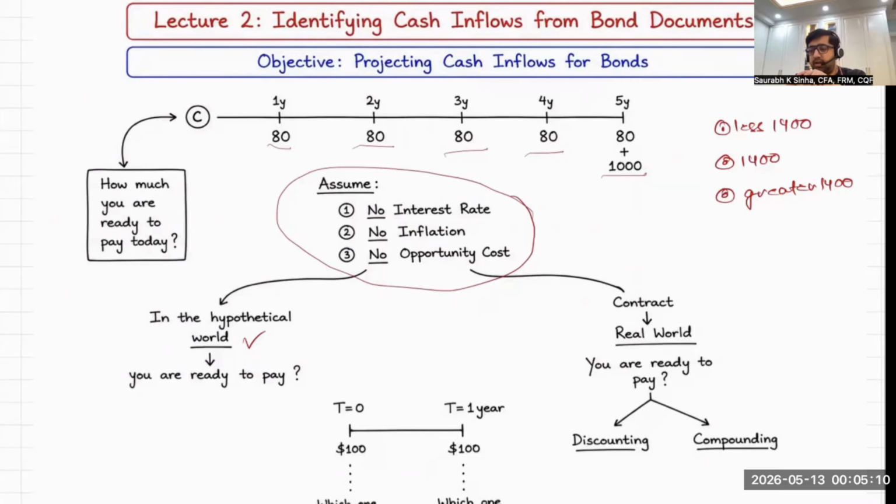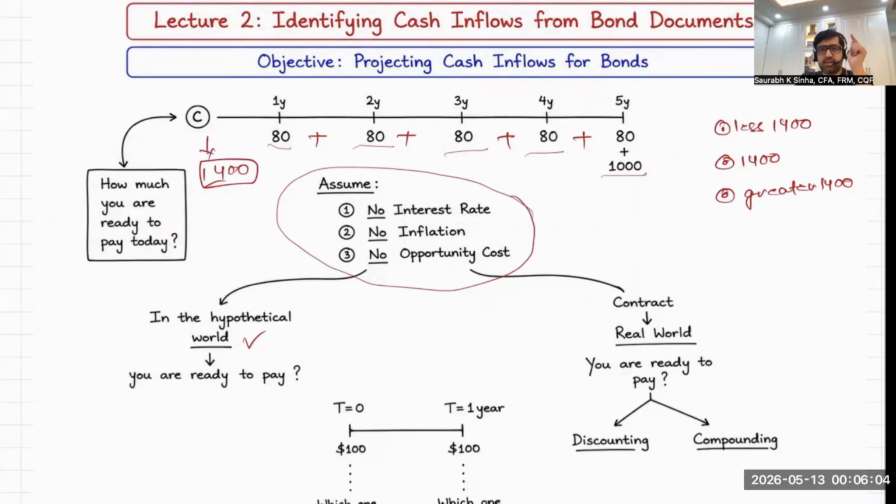Only Sahil answered 1400. Because the assumption is there is no interest rate, no inflation, no opportunity cost, the answer is 1400. That's it. We are talking about a hypothetical world. Then you're ready to pay today the sum of all the cash inflow. You don't have to put down any mathematical equation here, just a simple summation. And the answer is 1400. Why? Because if there is no interest rate, no inflation, no opportunity cost, there is no concept of time value of money.